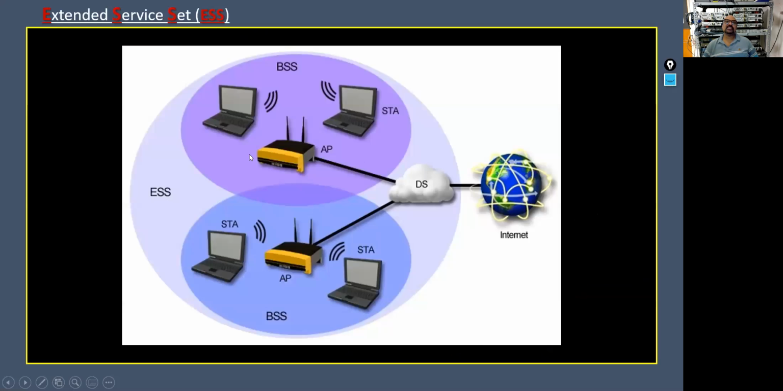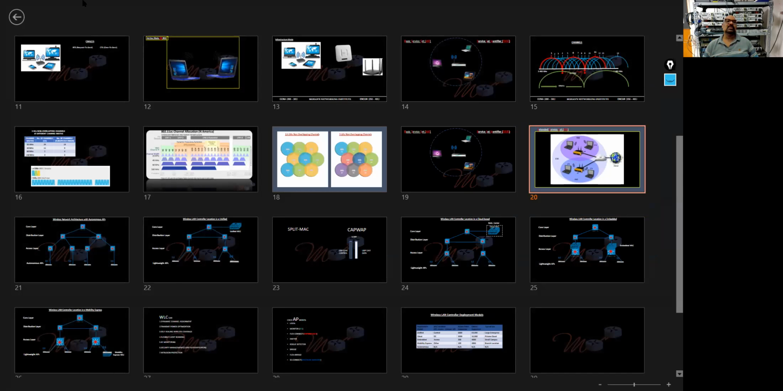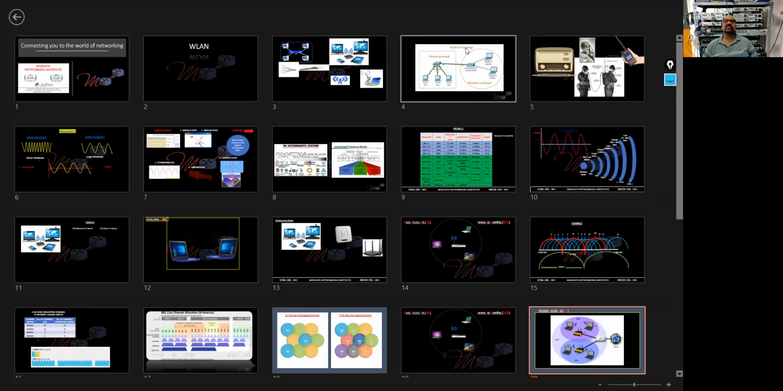BSS, right? So this extended service. If this is in channel 1, I can keep it in other channels. Now this is my wireless network. If you go back to this, the beginning somewhere I have this.